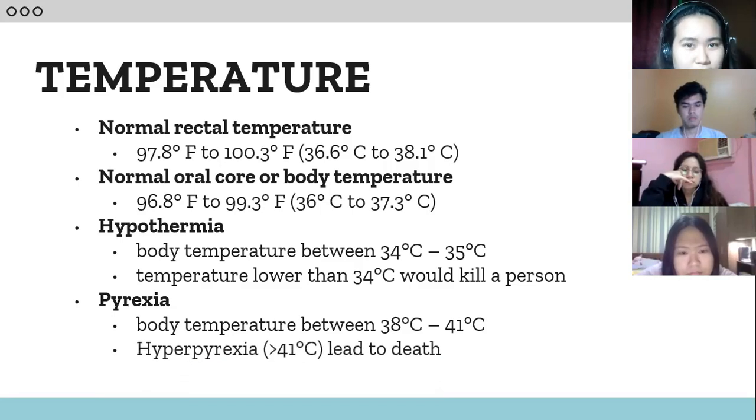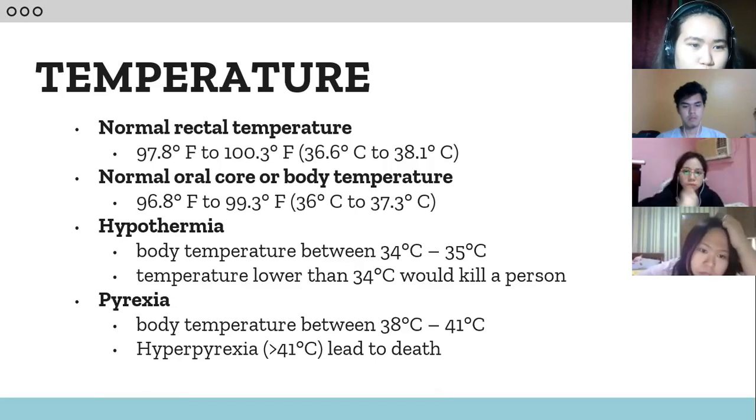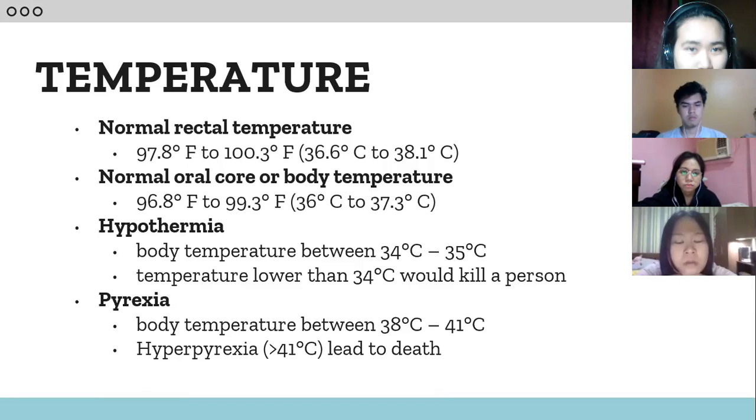And hyperpyrexia, wherein the person's temperature is more than 41 degrees, even up to 42, but placed at 41, it would already lead to death. So a little change in temperature would really mean something for the body, right? You agree? Okay, thumbs up if you agree.